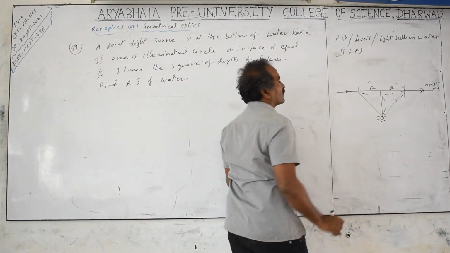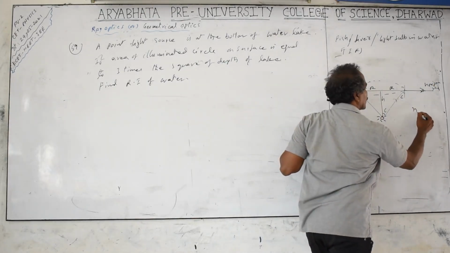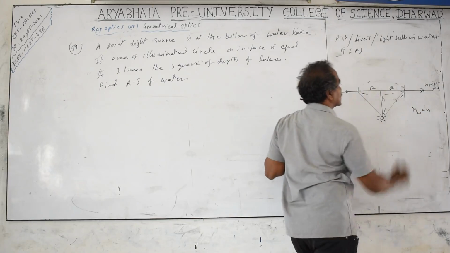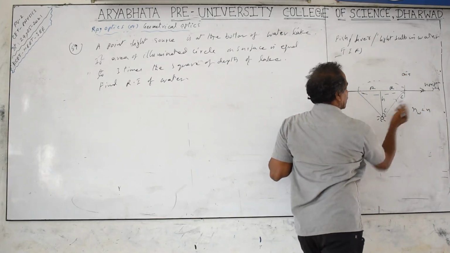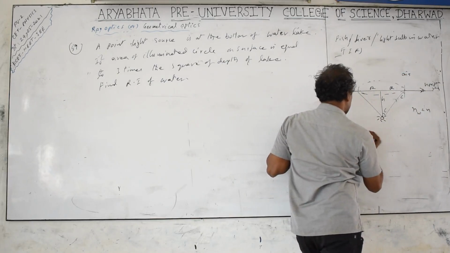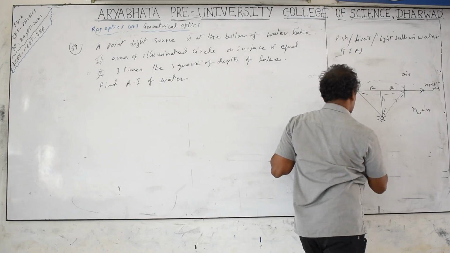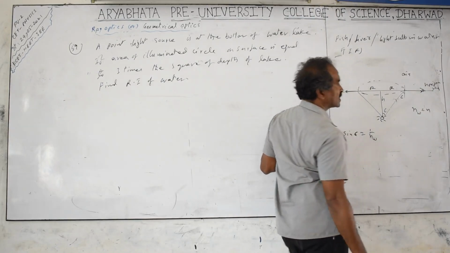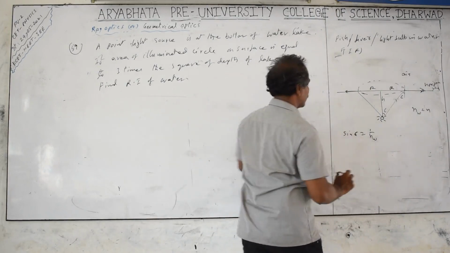It can be seen within the circle of radius r. What is the relation for the radius r? The refractive index of the water is taken as n, and this is the air we are taking. So critical angle c: sin c is equal to 1 by n. We need to connect n water, which is 4 by 3, but for this problem the value given is different.